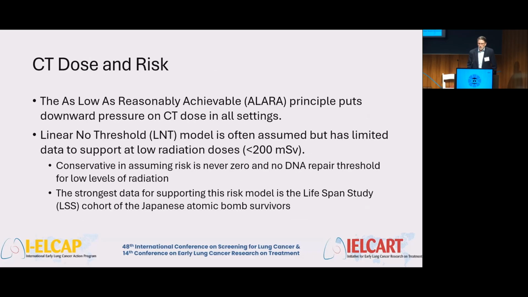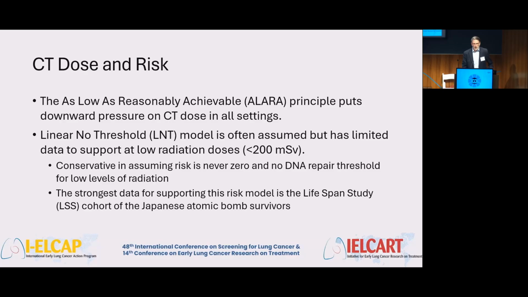CT dose and risk. So from a medical physics perspective, we're always thinking about as low as reasonably achievable, the ALARA principle. And this is always putting downward pressure on CT dose in all settings. So we want to maximize the capabilities of our CT scanner to achieve the necessary quality of images but at the same time, minimizing the dose to the patient. So that as a philosophy is always driving the CT dose downwards.